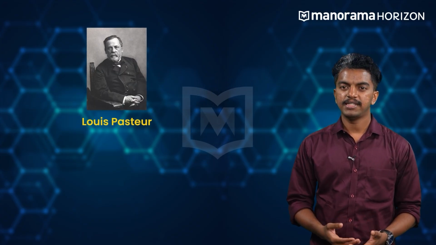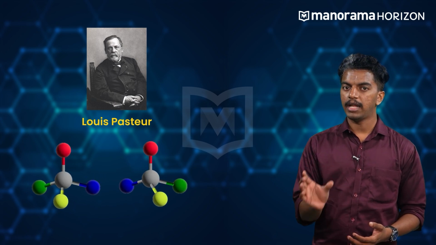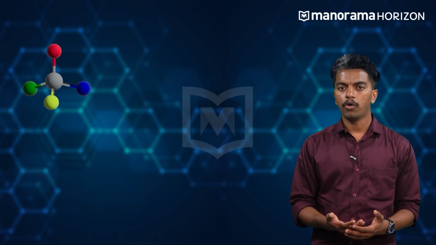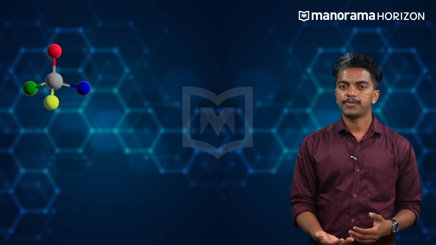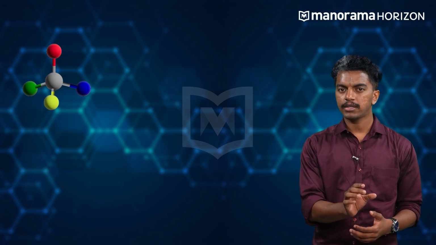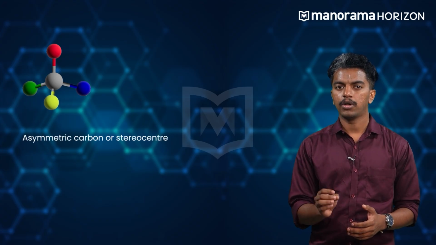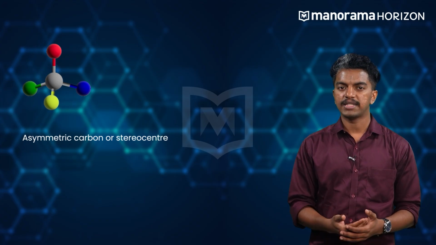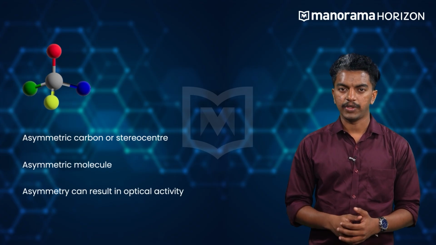Louis Pasteur suggested that this optical activity is related to the three-dimensional arrangements, or configurations, of atoms in molecules. Van't Hoff and Le Bel independently suggested that if all the substituents attached to a carbon are different, then such a carbon atom is called an asymmetric carbon or stereocenter. The resulting molecules are referred to as asymmetric molecules. This asymmetry can result in optical activity.